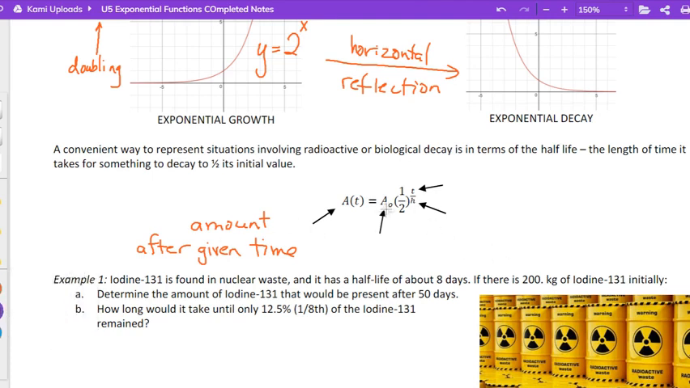A naught, what does that stand for? Initial amount, sure, better than original. Initial amount, and we still call it A naught. Now we see the base is 1/2, and that's because we're looking at a model that is halving the amount. The t up top stands for time that has gone by, or time elapsed.